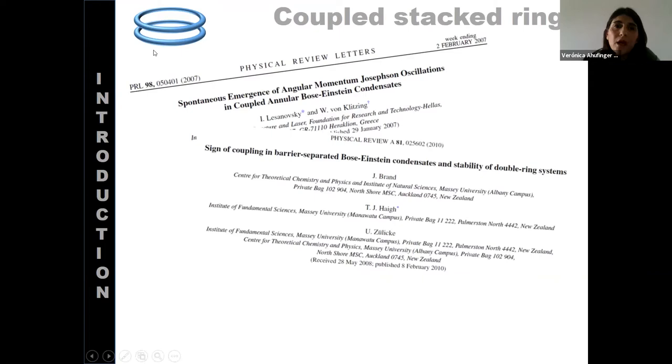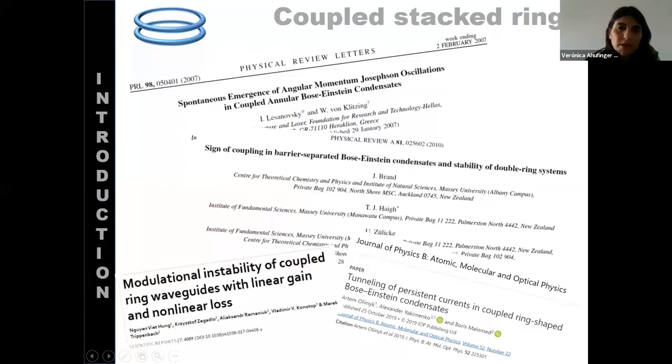Already in 2007, Lesanovsky and von Klitzing and Wolf studied the instability of the non-rotating stationary solutions in this system, and they also predicted the emergence of angular momentum Josephson junctions for long times. Some years later, there was a discussion about the sign of the coupling and its role in the stability of the stationary solutions. Most recently, there have been a lot of references regarding dynamics. I have just chosen two of them as an illustration. There was the prediction of the appearance of modulation instability in a system with gain and losses, or the study of tunneling of persistent currents.